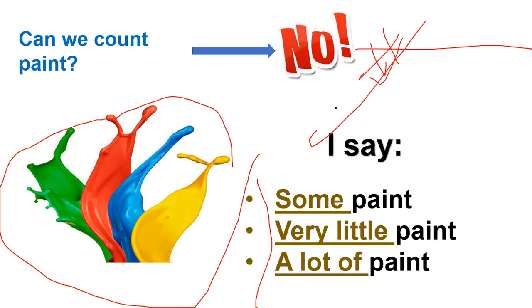Why do you think? The same thing I said, no? Yes. So it's pretty much similar to the rice. So these are uncountable. The paint like this is uncountable. So I have to use a quantifier, like this, to count.